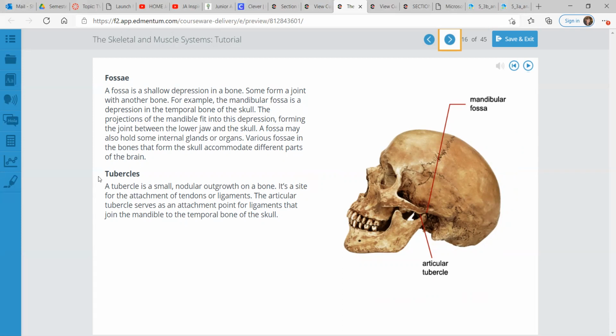And you have tubercles, and those are small nodular outgrowths on a bone. It's a site for the attachment of tendons or ligaments. The articular tubercle serves as an attachment point for ligaments that join the mandible to the temporal bone of the skull.